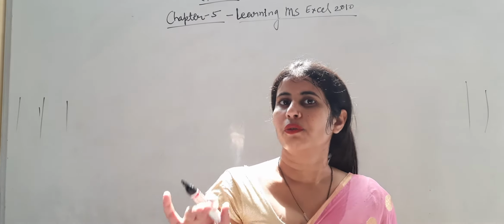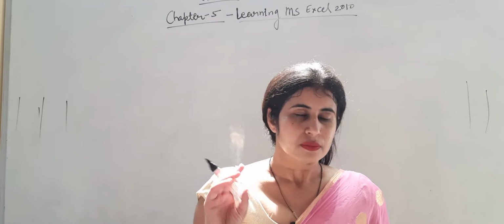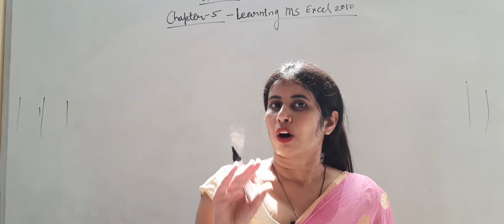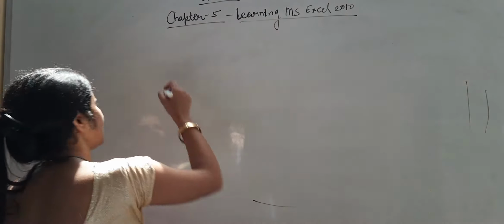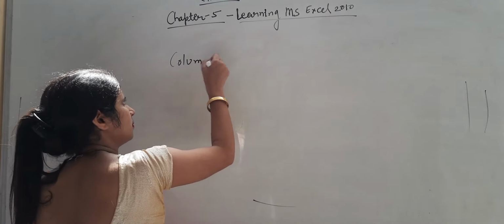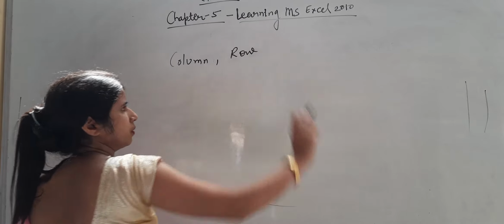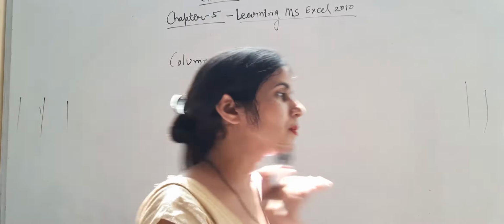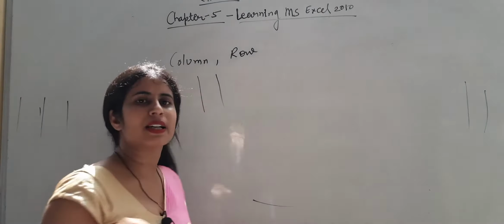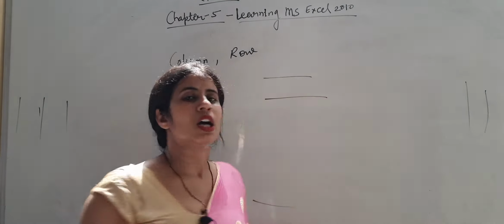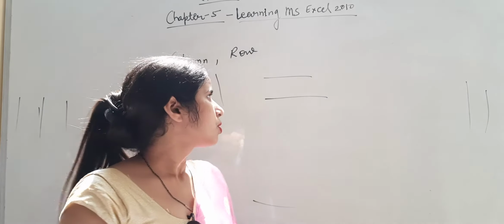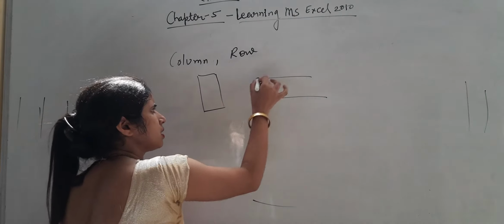In today's video, we are going to study new topics, and the topic starts from column and row. What are column and what are row? Columns are the vertical sections. Rows are the horizontal sections, that are 180 degrees to the columns. So this is column, this is row.